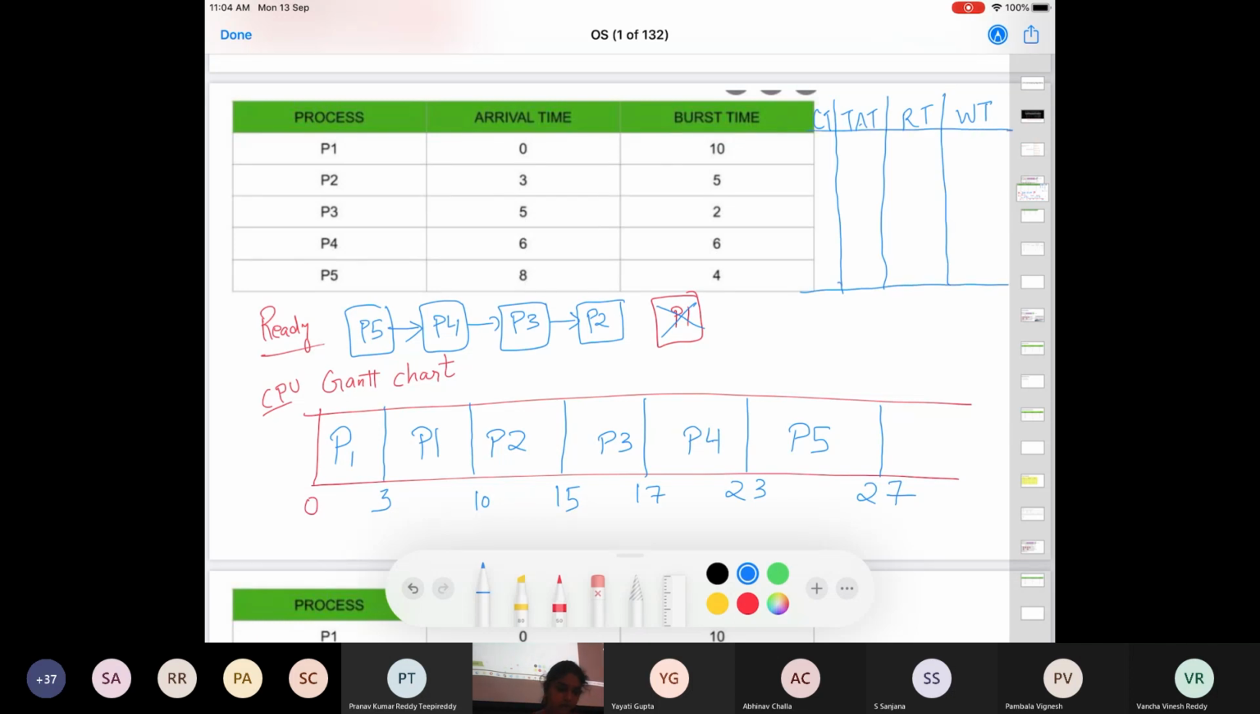Okay. So completion time for P1 is how much? Can you look at this chart and tell me what's the completion time for P1? 10, right? Okay, for P2? 15, 17, 23 and 27, right?